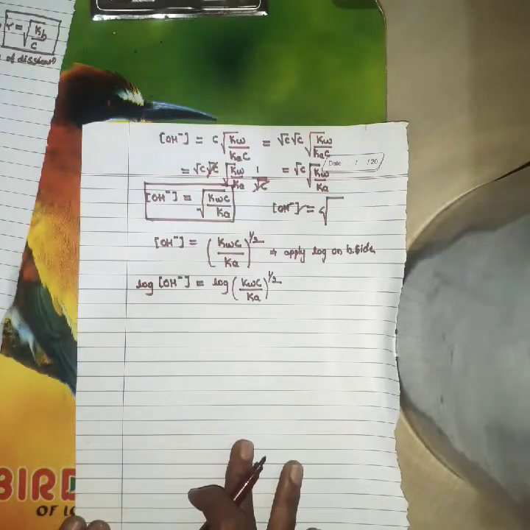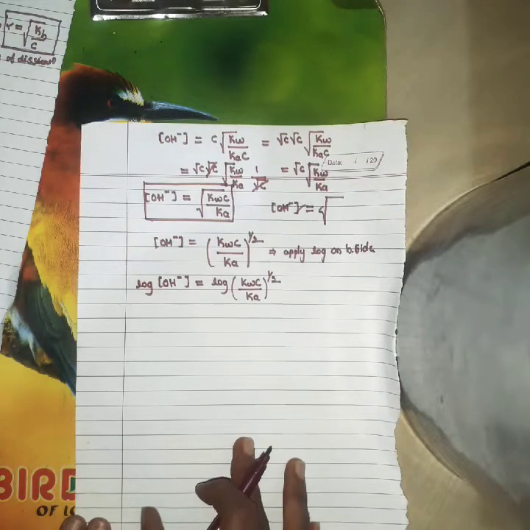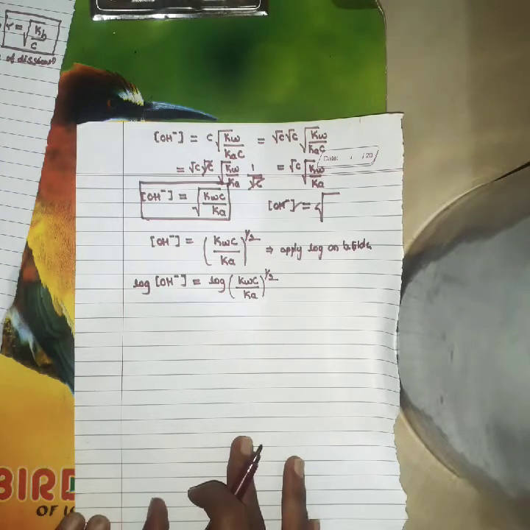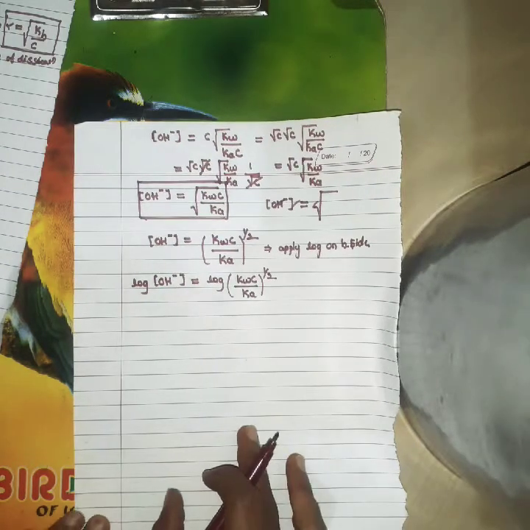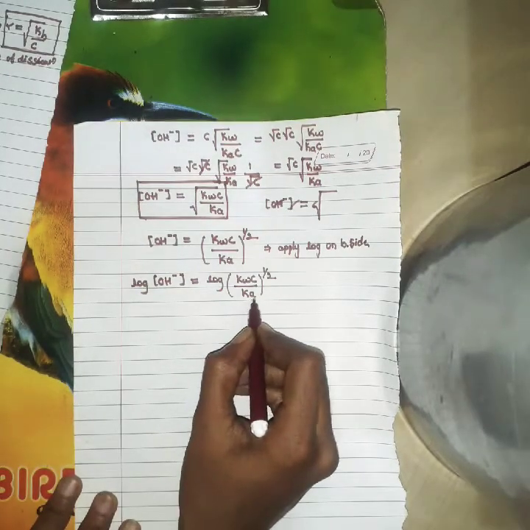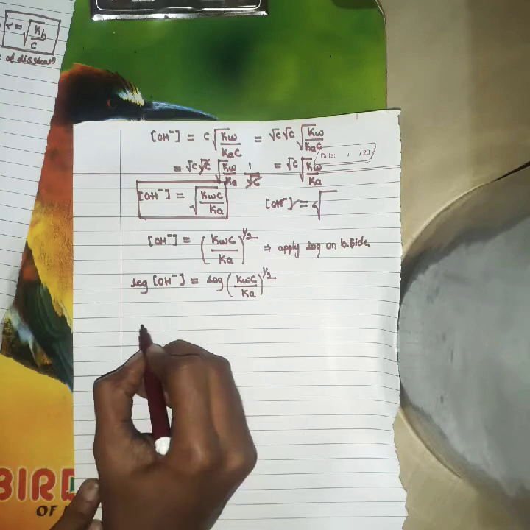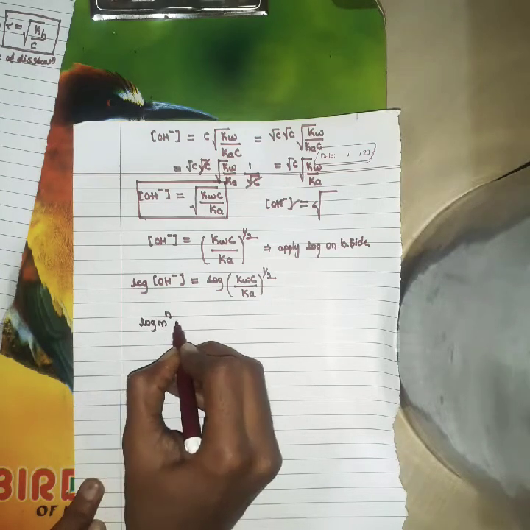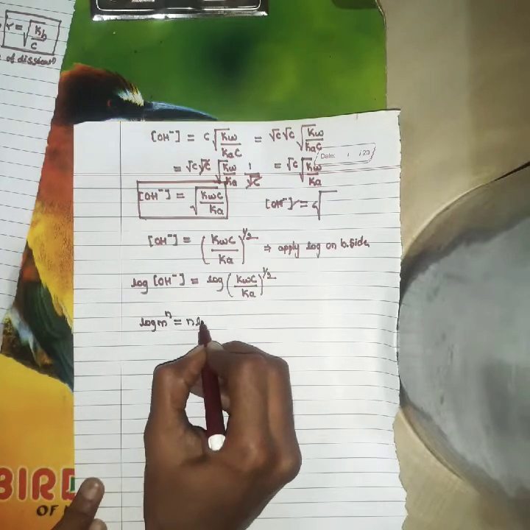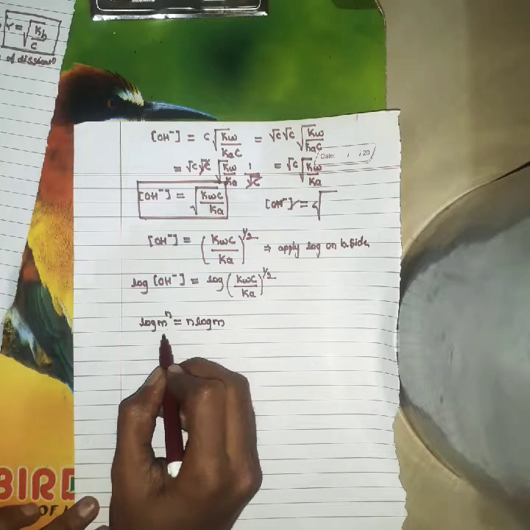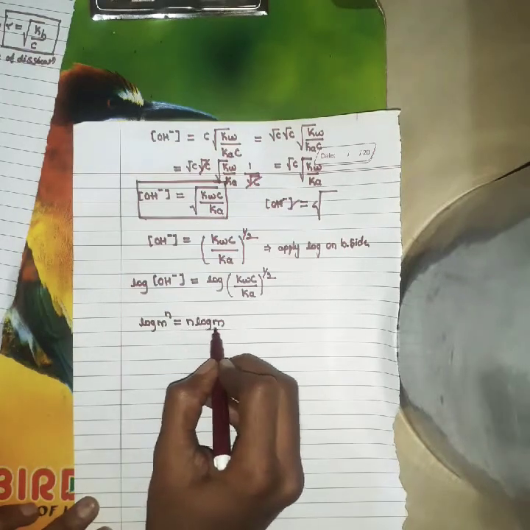Apply log on both sides. It becomes log of OH minus equal to log of (Kw C divided by Ka) raised to 1 by 2. Before simplifying this equation, you should know some logarithm properties. If log of m raised to n is there, then it becomes n log m.